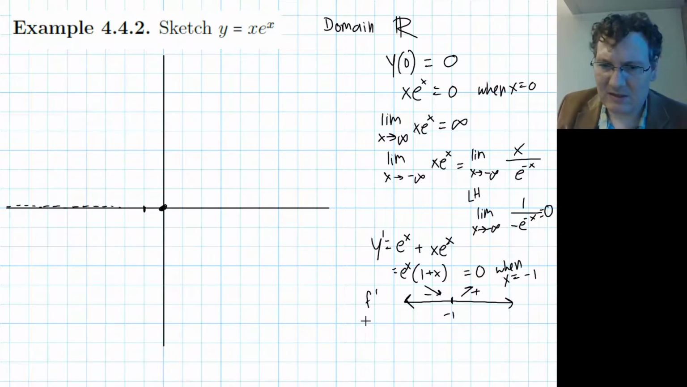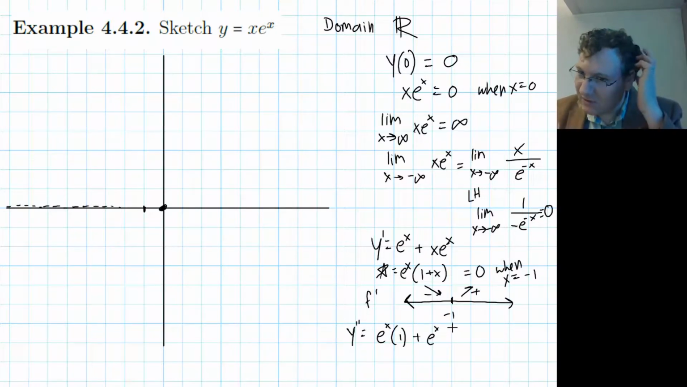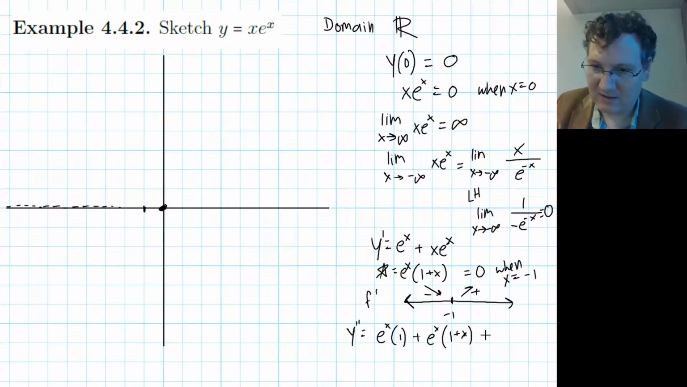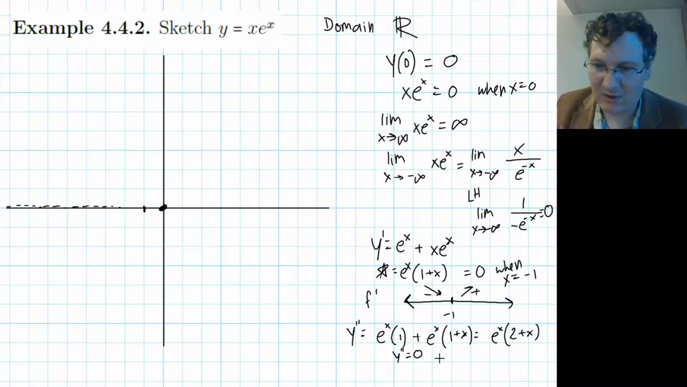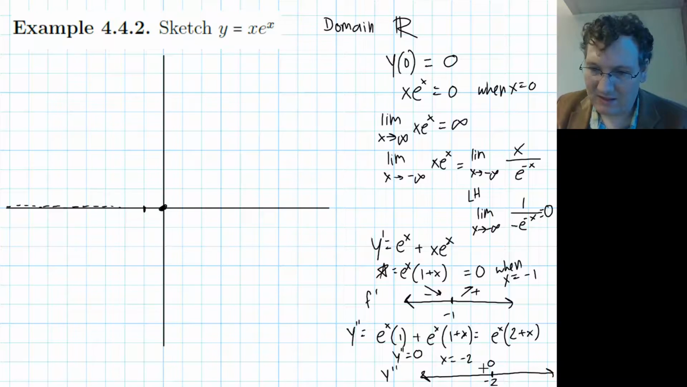Okay, let's look at the second derivative. I'm going to use the product rule again. It's going to take this form here. It's going to be e to the x times 1 plus x, plus e to the x. This is going to be e to the x times 2 plus x. So this y double prime is 0 when x is -2. So we have an inflection point at -2. If we look at the sign graph of the double prime, at -2 it's 0, and if you plug in, it's going to be negative and then positive.